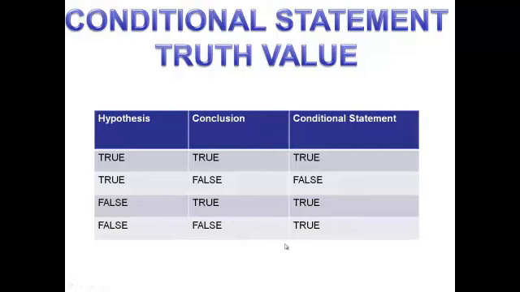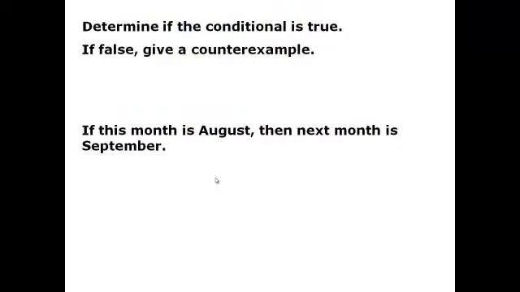Okay, I know it's a little confusing. Just remember this rule. The only way you can have a false conditional statement is if the hypothesis is true, but the conclusion is false. Okay, let's look at this one. We're going to determine if this conditional statement is true, and if it's not, we're going to give a counterexample. Remember, a counterexample is an example that proves something's false. So this conditional statement is, if this month is August, then next month is September.